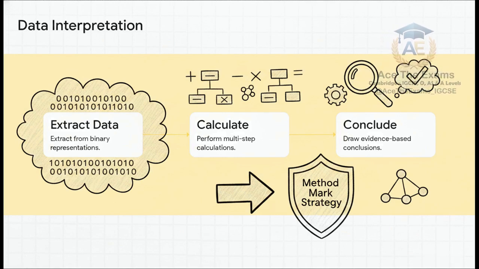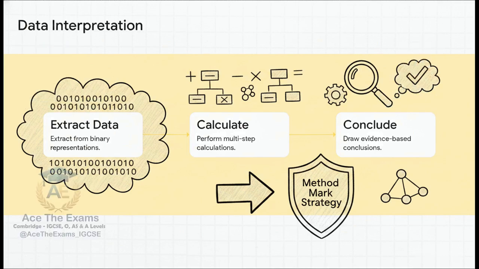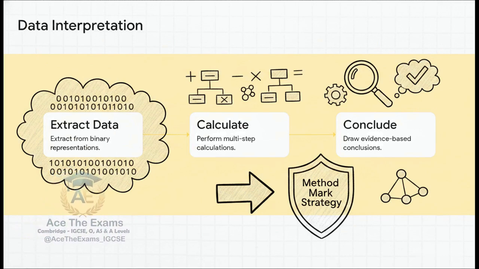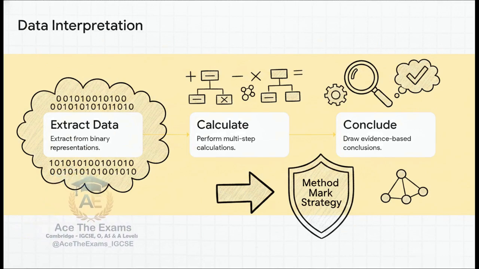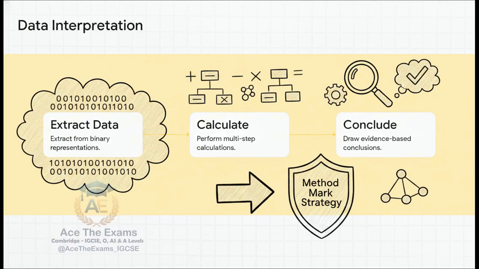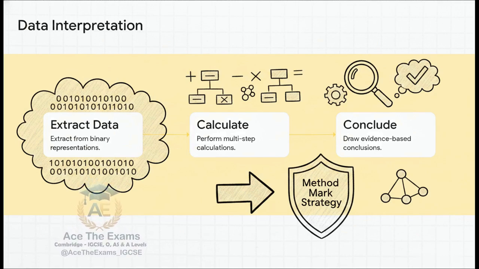Now, I want you to imagine we're giving Alex a chance to rewrite that failed answer live. I'm putting 60 seconds on the clock for Alex to apply the PEEL framework to a multi-step calculation. Instead of just guessing the final IP address subnet, Alex explicitly writes down the extraction of the binary data. That's the point and evidence. Then, Alex shows the exact step-by-step calculation. That's the explanation.